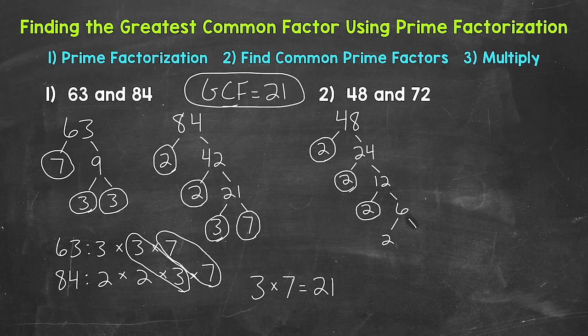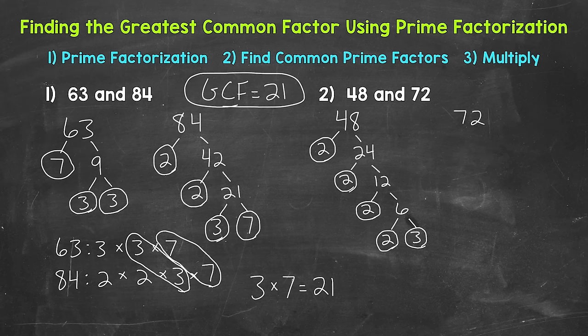2 times 3 equals 6, so 2 and 3 are factors. 2 is prime, so we are done there. And 3 is prime, so we are done there as well. And we are done with the prime factorization of 48. We can't break that down any further.